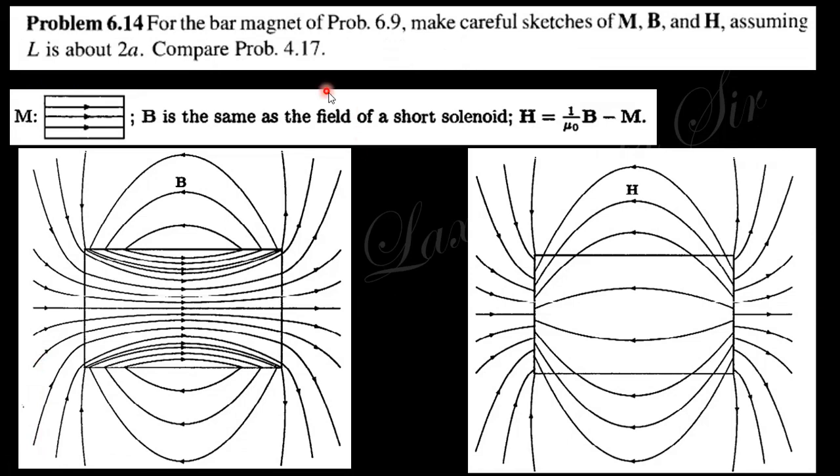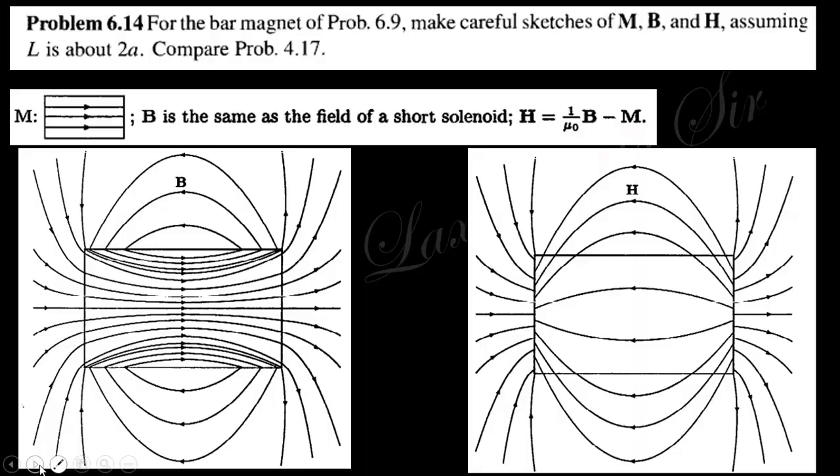Next question. For the bar magnet, problem 6.9, we discussed it in the previous lecture. Take a careful sketch of B, M, H assuming L equals 2A. In this problem, we sketch the lines of force in the three cases, and we need to draw L equivalent to 2A. So this will be the nature of the magnetic field B, and this is for H. Next, you can see here within this region the H is opposite to B, because H is opposite due to magnetization.